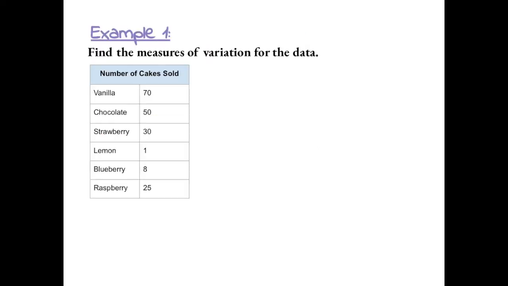Example 1, find the measures of variation for the data. So the first thing that we're going to want to do is sort the data from least to greatest. The next thing we're going to want to do is split the data into 4 equal sections using quartiles. So the first thing I'm going to do is find the middle of the data set.